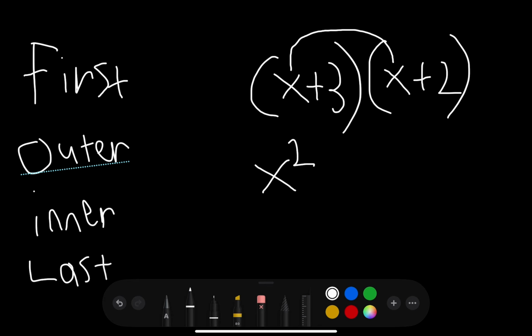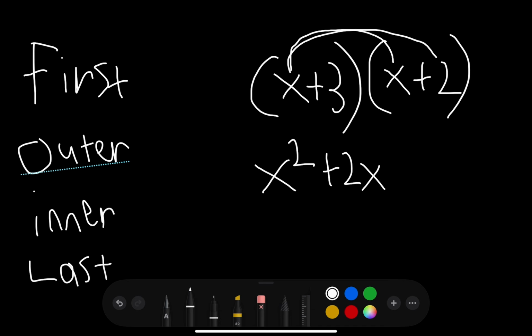Now, we move on to the outer part of the FOIL method. That is where you take the first part of the very first binomial and you multiply it by the outer part of the next binomial. In this case, it would give us 2x.